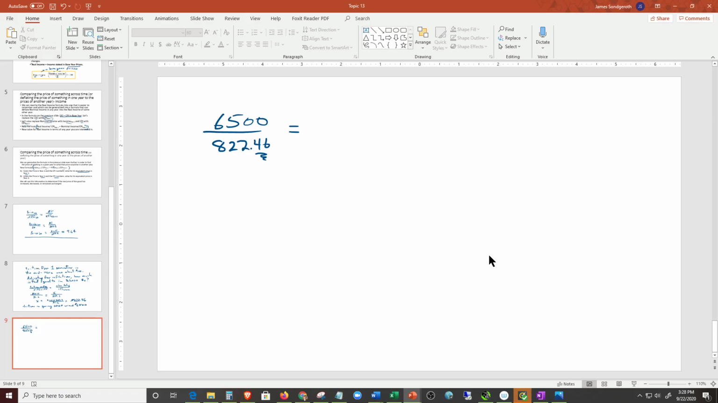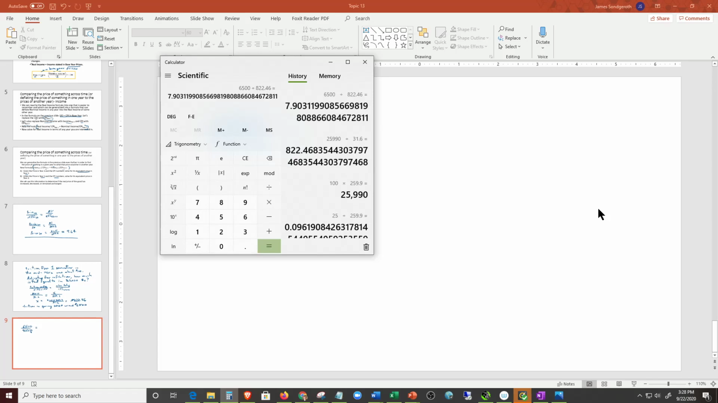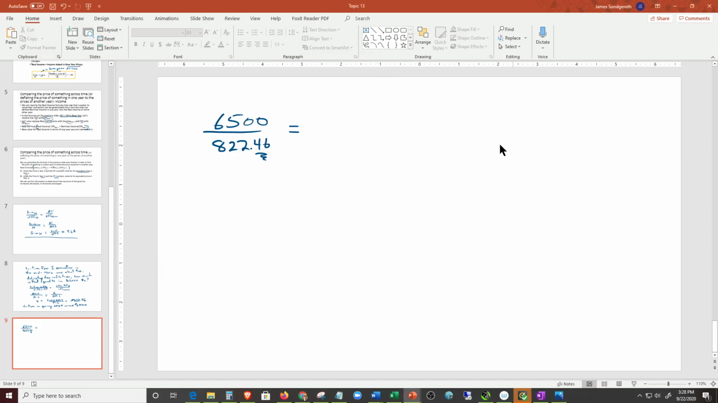So this ratio is actually, if we bring up the calculator again, how many times is that? That's 6,500 divided by 822.46. 7.9, so 7.9, almost 8 times as expensive.